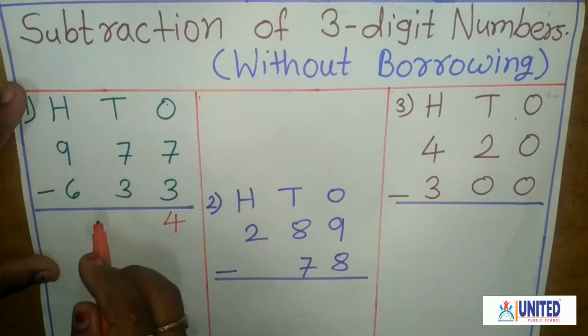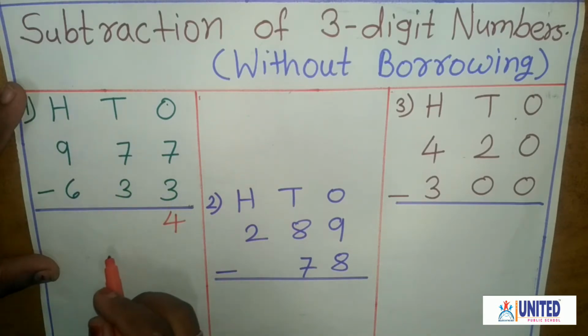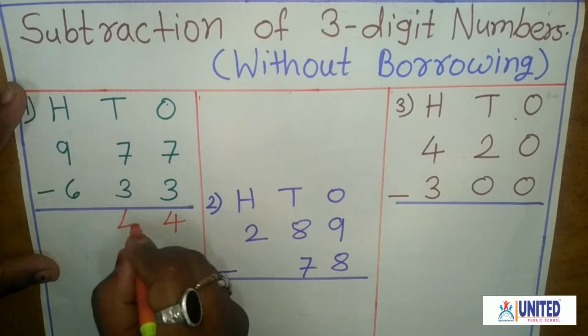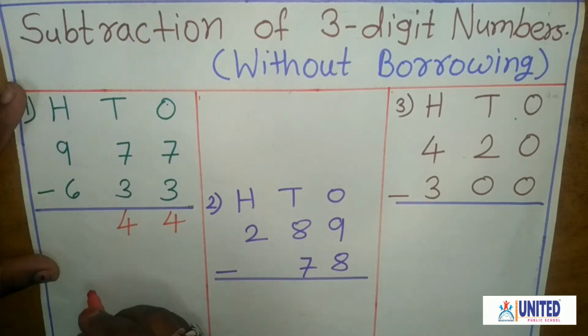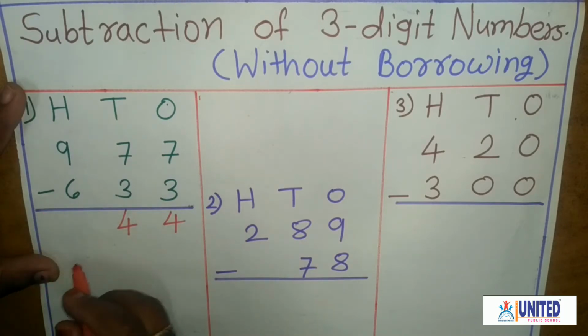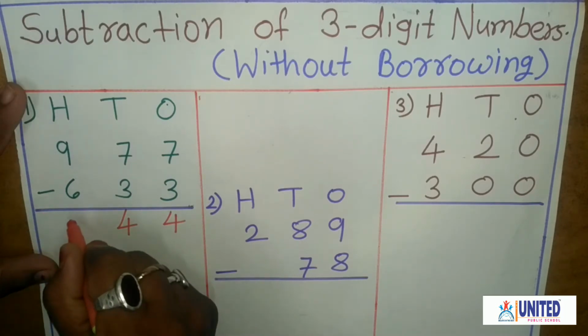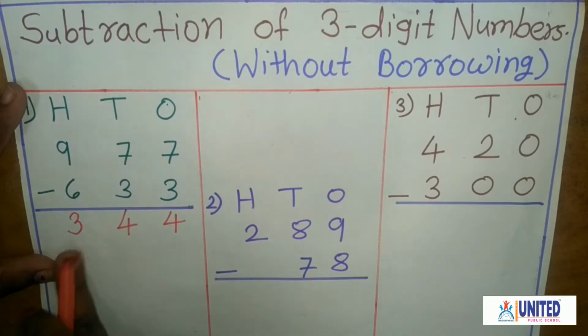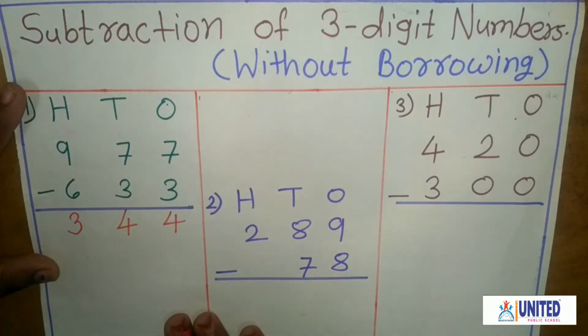Now move on to the tens column. 7 minus 3 again. So what is the answer here? 4. Now in the hundreds column, 9 minus 6. So 9 minus 6 is what? 3. So our answer is 344. It is also called a simple subtraction, that means we cannot take a borrow from any column.